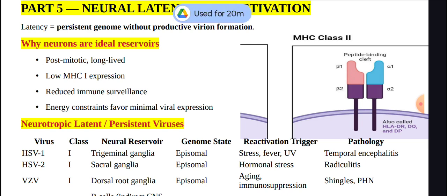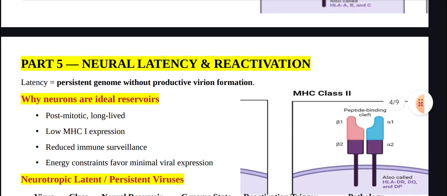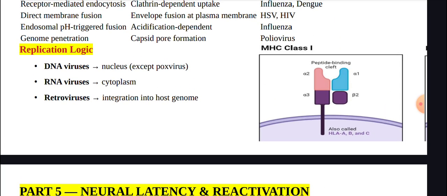MHC class I is the window, right? The display case. It is the cell's personal display window. In a normal cell, say a liver cell or a lung cell, these MHC-I molecules are constantly taking little bits of all the proteins being made inside the cell and putting them on the surface for the T cells to inspect. The immune system's police patrol.